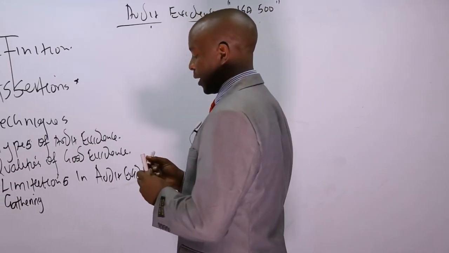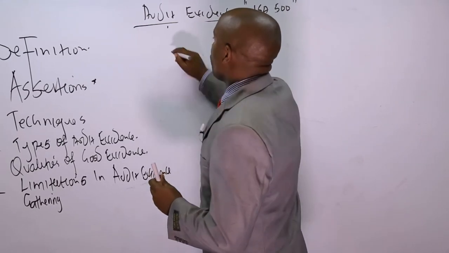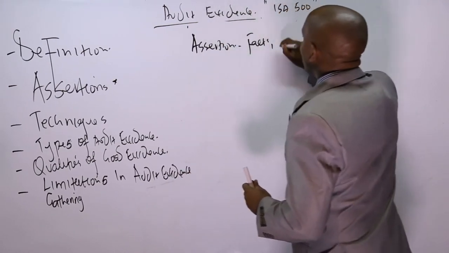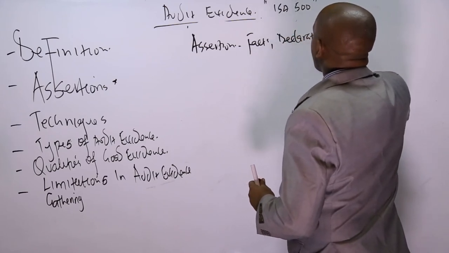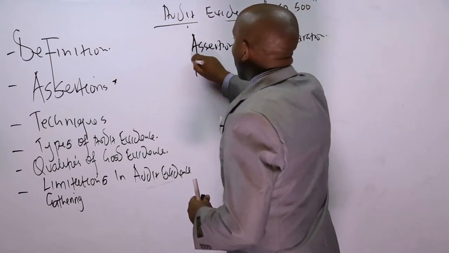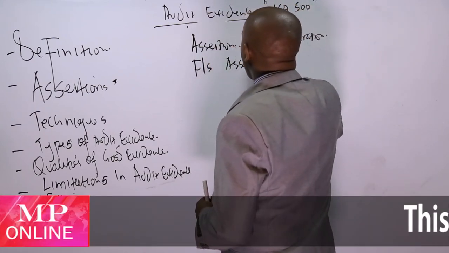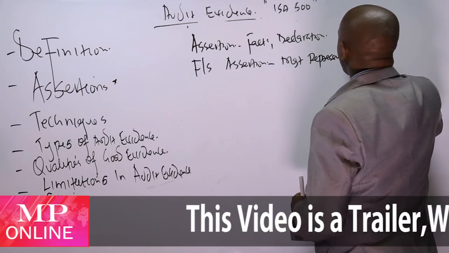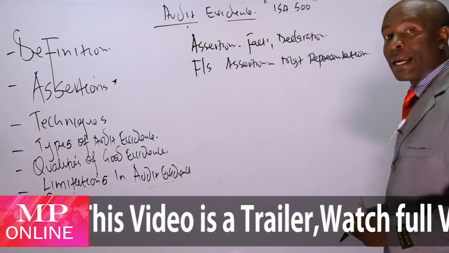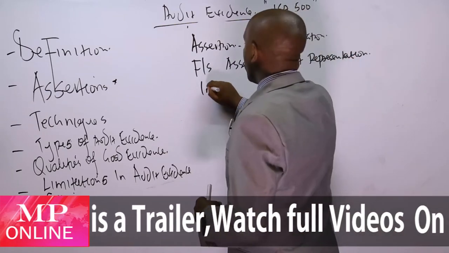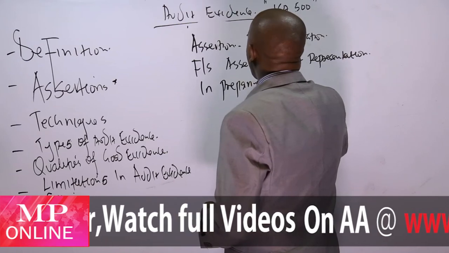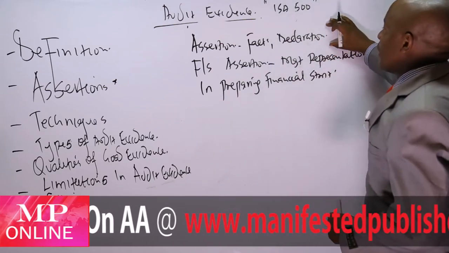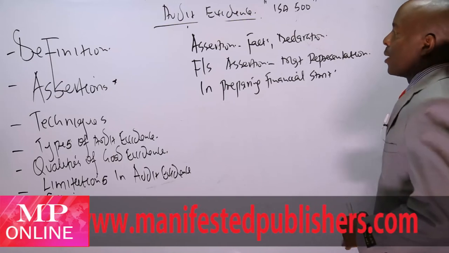So whenever we are defining the term assertion in simple terms, or maybe from the dictionary point of view, the word assertion means facts or declarations made by the management in preparing the financial statement. The word financial statement assertions means management representations in including or excluding an item in preparing financial statements. You can even go ahead and say it is what the management declares. It is what the management asserts or states. That's what we call the what?